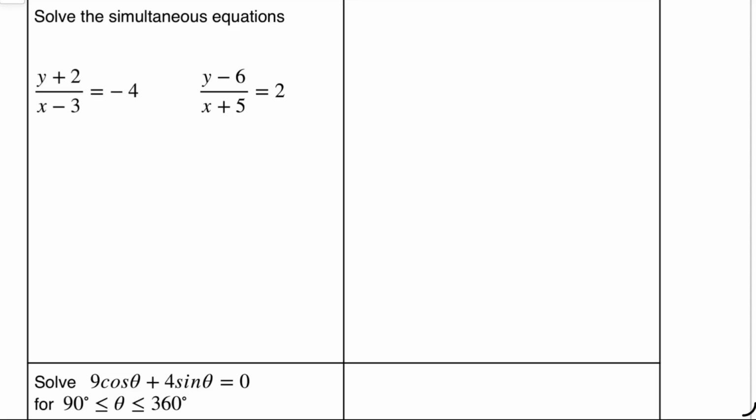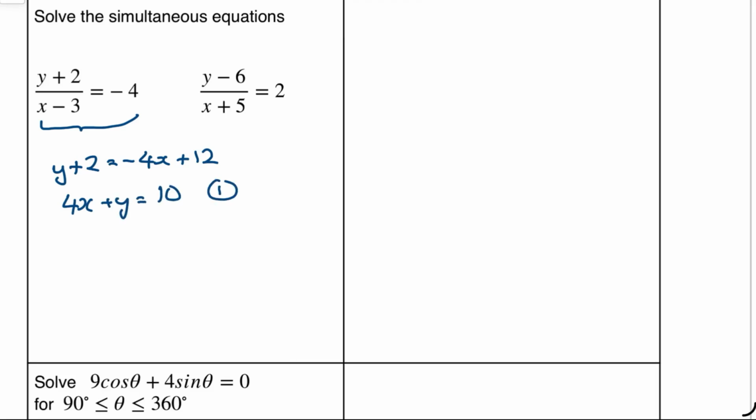Right, excellent. So this is just a simultaneous equation question, isn't it? But they've dressed it up to look much harder. Doesn't mean we shouldn't take this carefully. So let's start with this one here. I'm going to write that y plus 2 is equal to -4x plus 12. And let's rearrange this to one side. So 4x plus y is equal to 10. So that's going to be my equation 1.